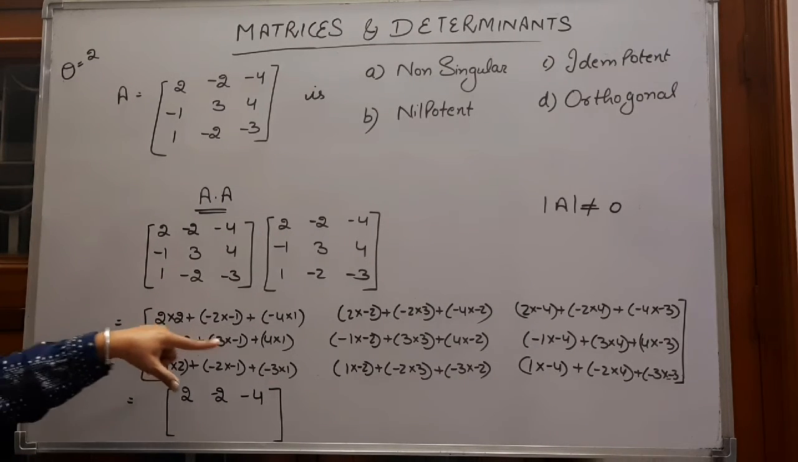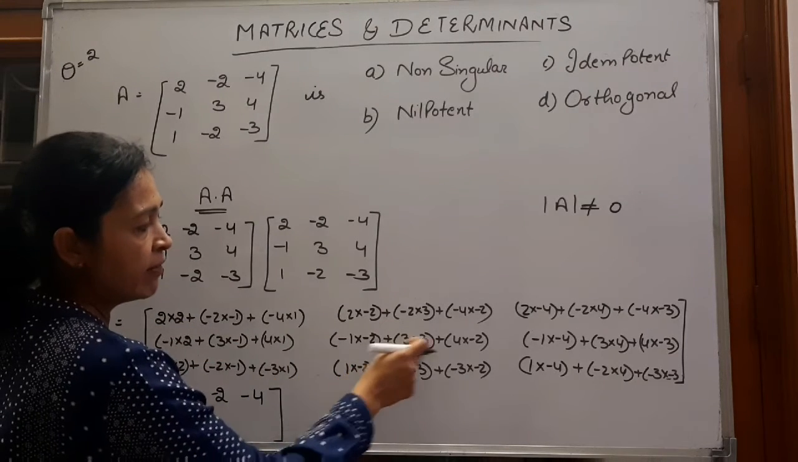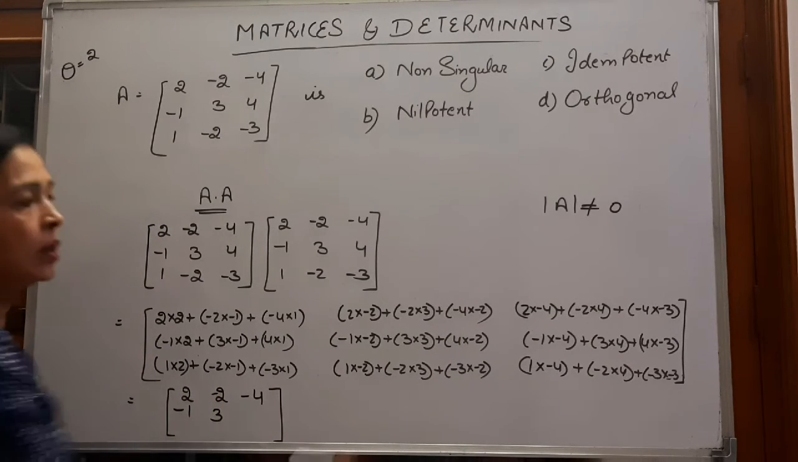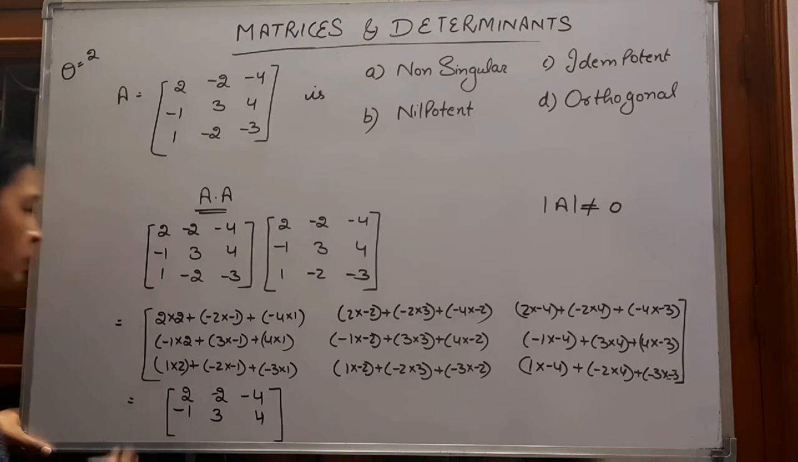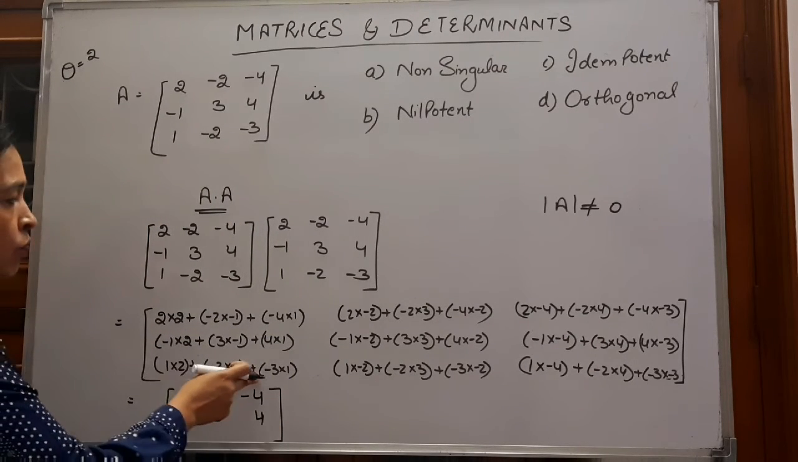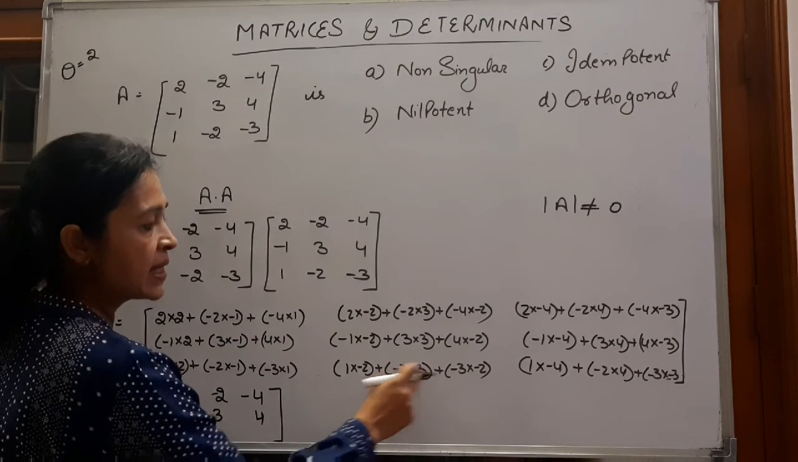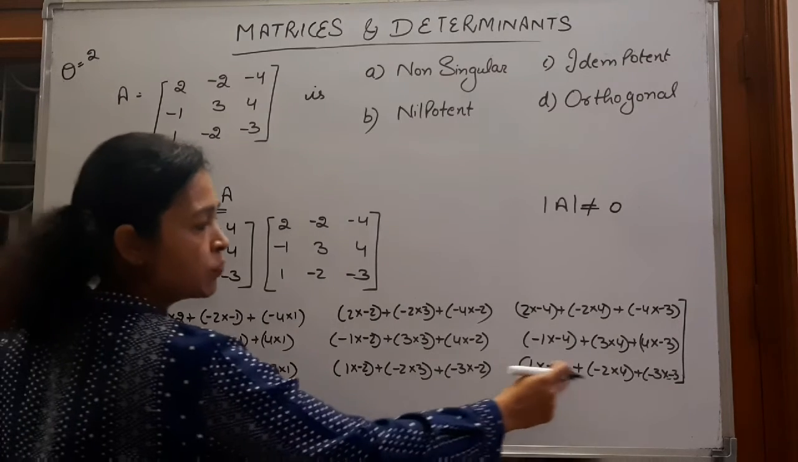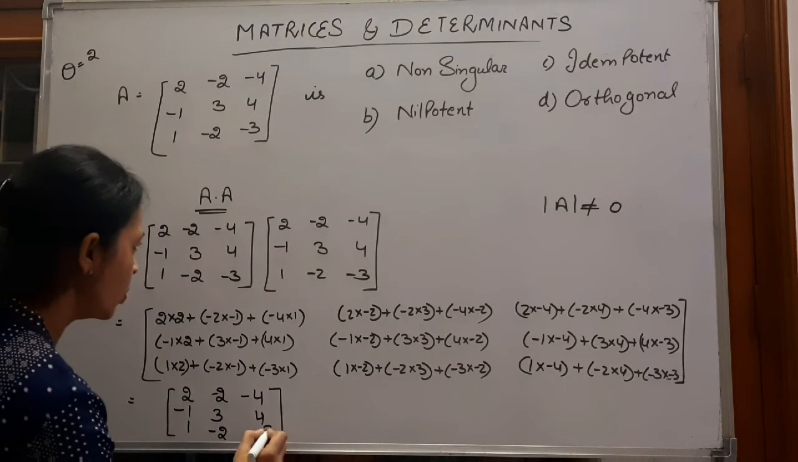Here we have minus 2, minus 3, minus 5 plus 4, minus 1. 2 plus 9, 11, 11 minus 8, we will get 3. 4 plus 12, 16 minus 12, 4. 2 plus 2, 4, 4 minus 3, 1. Minus 2 minus 6, minus 8 plus 6, minus 2. Minus 4 minus 8, minus 12 plus 9, minus 3.